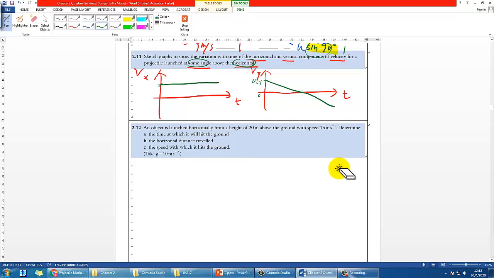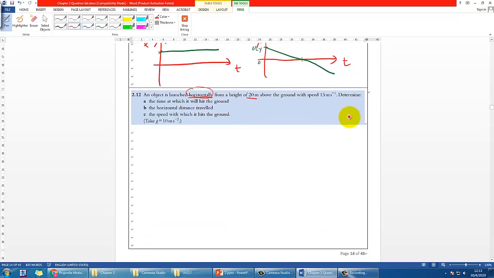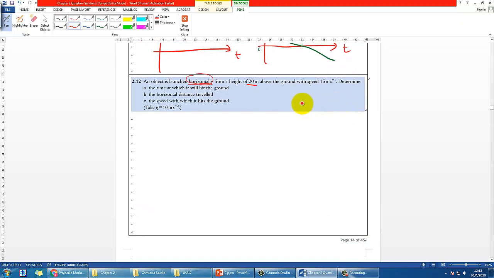Let's take a look at the next question. An object is projected horizontally from a height, with a speed. Horizontally here means I suppose there's no angle. I think the best way to do this kind of question is to draw a diagram. So here is an object, the height is 20 meters above the ground, so this is the ground, and then you have a certain velocity, 15 meters per second.